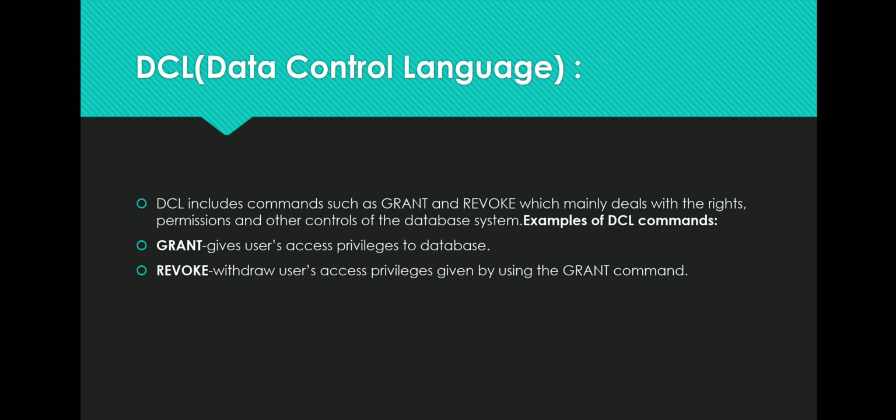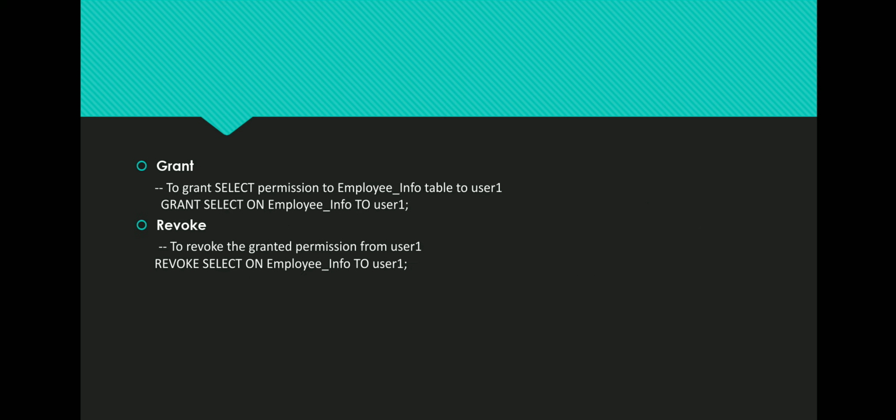DCL, Data Control Language. DCL includes commands such as grant and revoke, which mainly deal with the rights, permissions, and other control of the database system. Example of DCL commands. Grant gives users access privileges to the database. Revoke withdraws users' access privilege given by using the grant command. Let us see example for these commands.